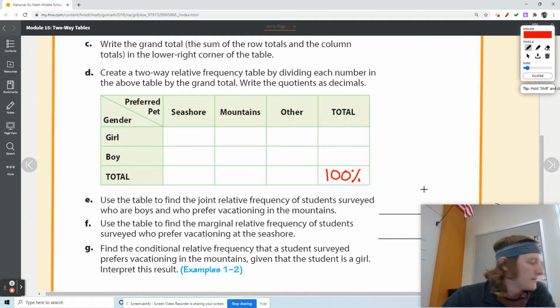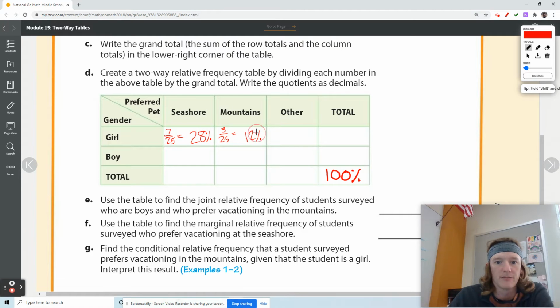There we go. So for the seashore, we had a 7. So don't worry about writing the 7. I'm just going to put a 7 here. We have 7 out of 25. So 7 divided by 25 is 0.28. So then we're going to change that to a percent. So we'll do times 100, or just 0.28 is 28%. Okay. In the mountains, we had 3. So 3 out of 25 is 12%.